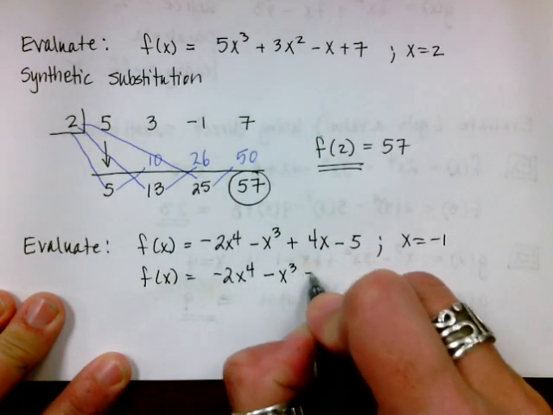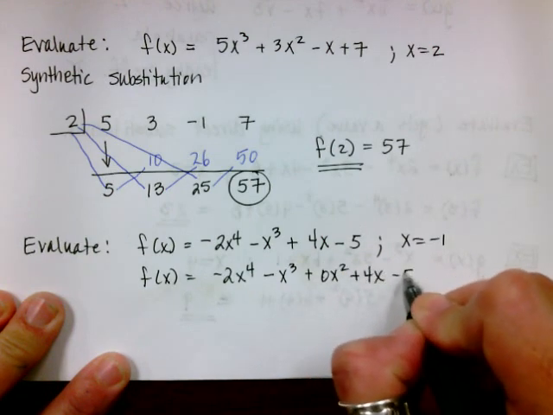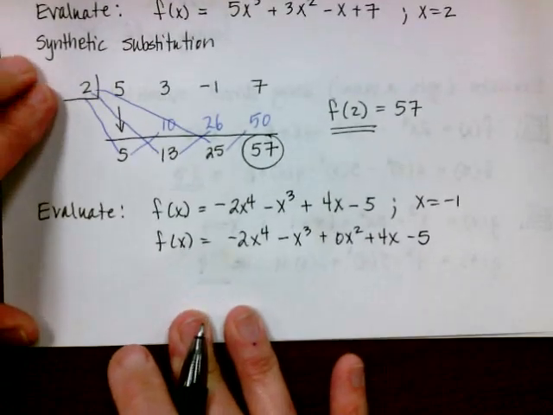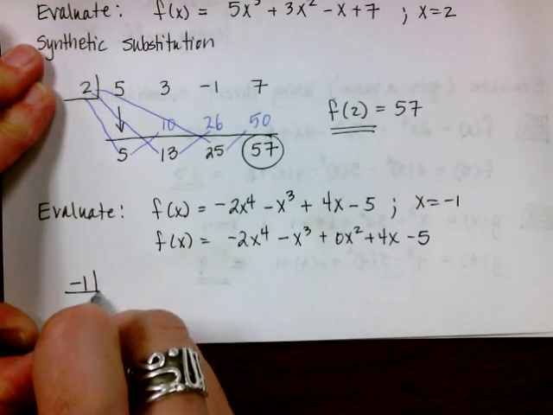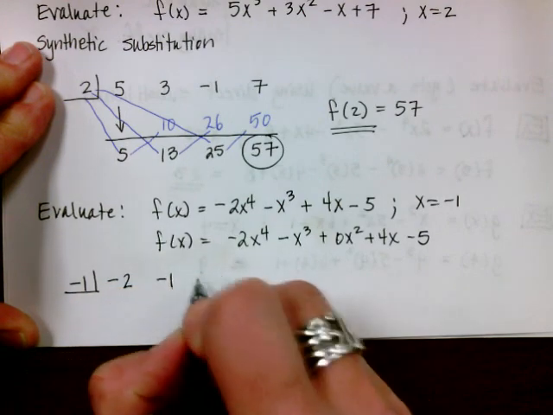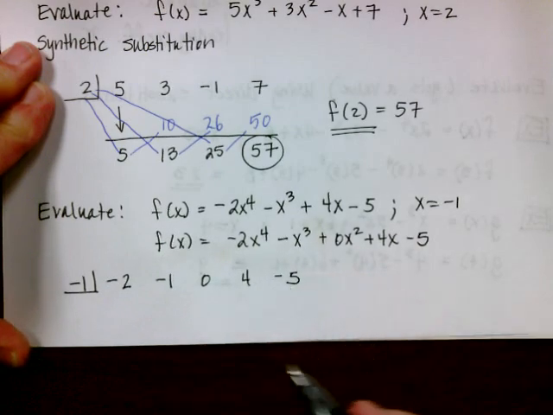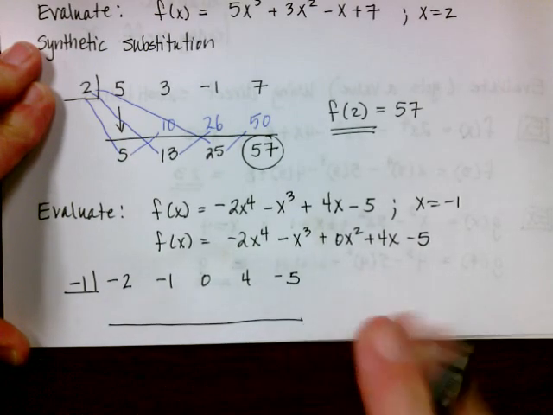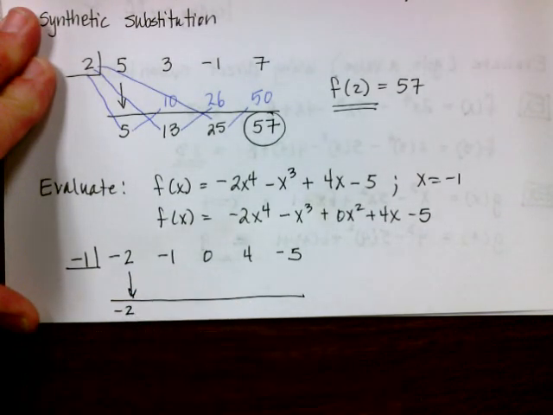Minus x cubed plus 0x squared plus 4x minus 5. Okay, I'm going to evaluate this one at negative 1. Write down my coefficients: negative 2, negative 1, 0, 4, negative 5, and draw my line. Ooh, I'm running out of space. Okay, and bring down my first term, negative 2.